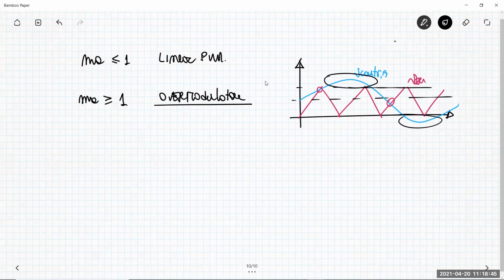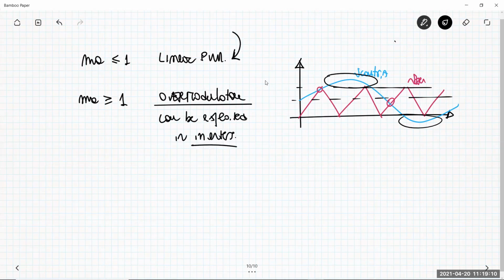There are some specific reasons to exploit also overmodulation. Okay, if you want to use the switching power for linear audio application, like class D amplifier I said before, basically you have to operate in the linear pulse width modulator. But overmodulation can be exploited in inverter. Basically inverters operate in linear pulse width modulator, but sometimes, and I will spend a very few words about this possibility, you can have also inverters that are exploited in overmodulation.